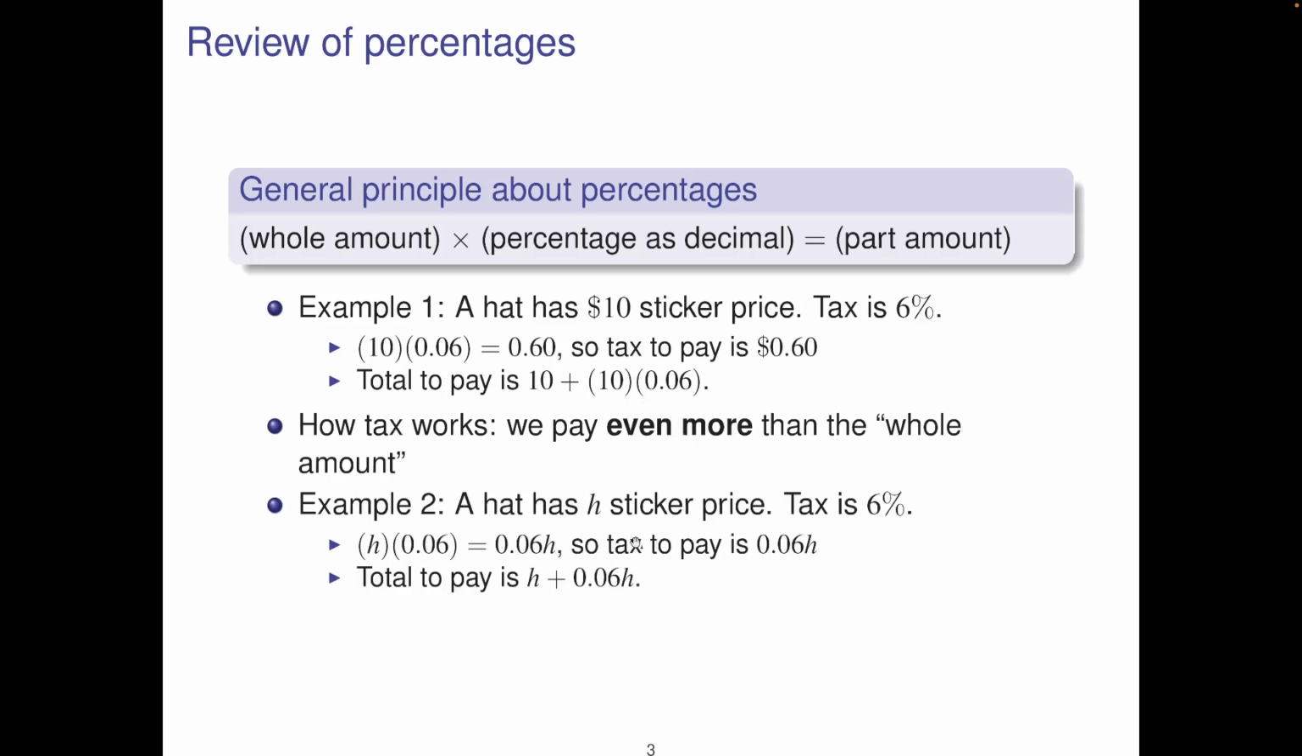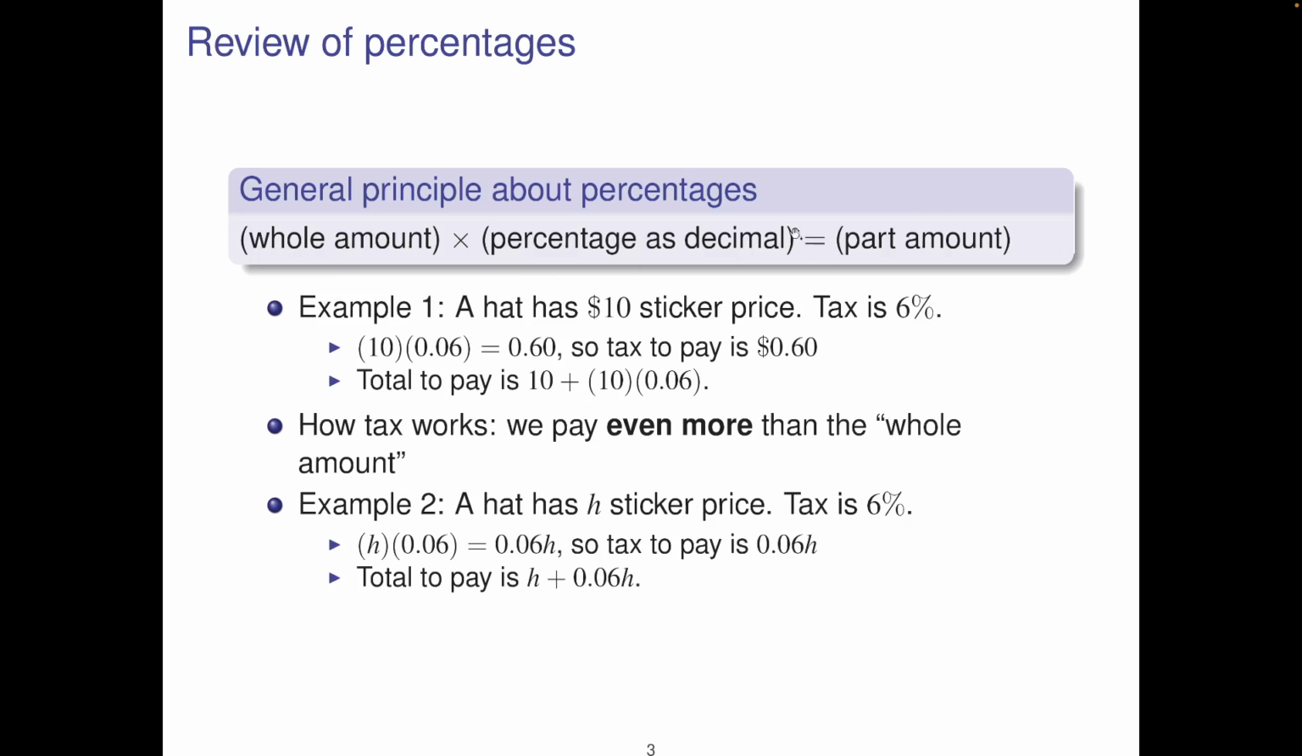That's the tax part. The same thing happens even if the original amount or the whole amount is not known, right? So if it's not a $10 sticker price, but an unknown sticker price labeled with an H, we still do the whole amount, H, times the percentage, 0.06. That's the part amount. So 0.06 times H, that's the amount of tax to pay. Just like up here, here's the total amount to pay.